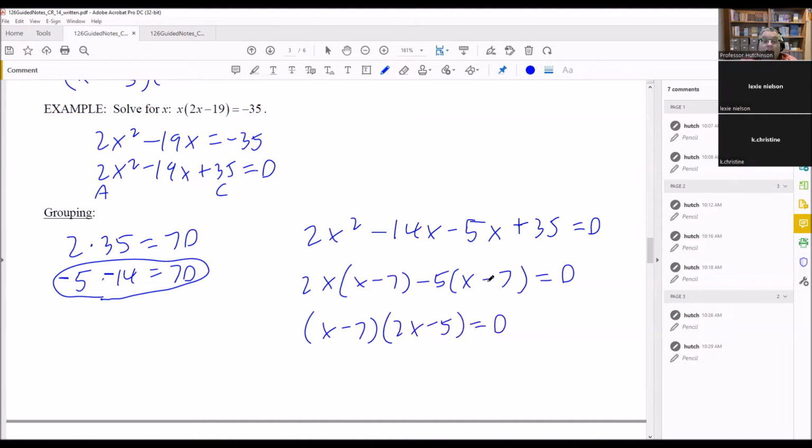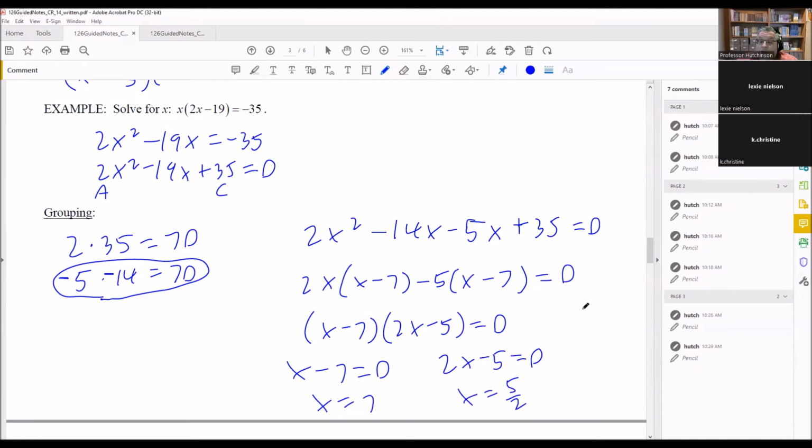Okay, so now that's fully factored. I can take both of those and set them equal to 0 now. X minus 7 equals 0, and 2x minus 5 equals 0. I'll get a 7 here. If I add 5 and divide by 2, I get 5 halves as the other answer there. So I did the whole problem by doing the grouping method.